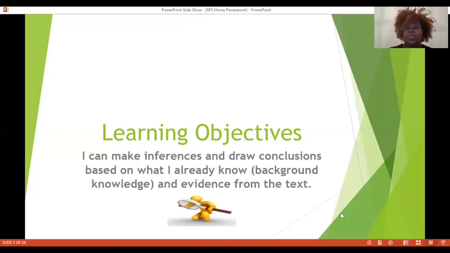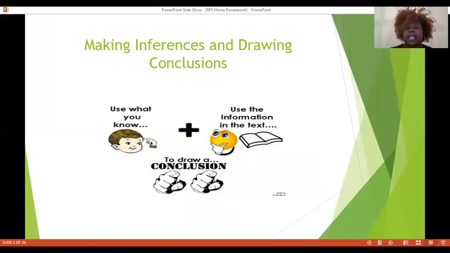So this week, we are going to explore this a little bit more and become reading detectives ourselves and look at how we use this. So again, it's about how you use what you already know, or your background knowledge, with the information from the text, and it could be a picture, to make your conclusion or your inference.